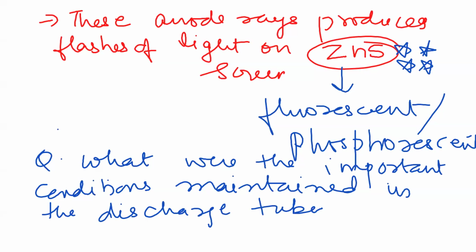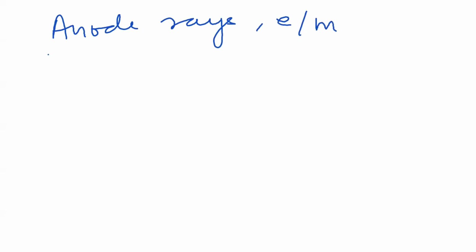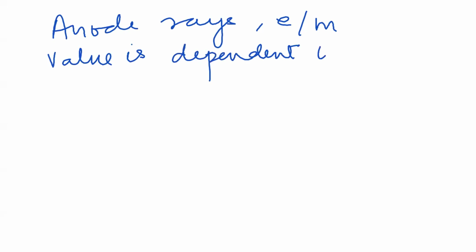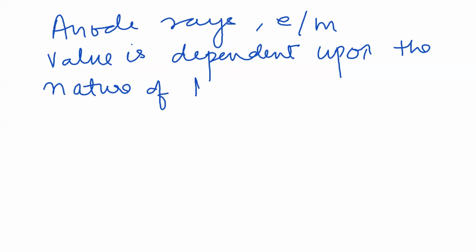See, is cathode ray dependent upon the nature of gas? Another neat question. Cathode ray depends upon nature of gas? No, no. But anode rays, you can say e by m value is dependent upon the nature of the gas.